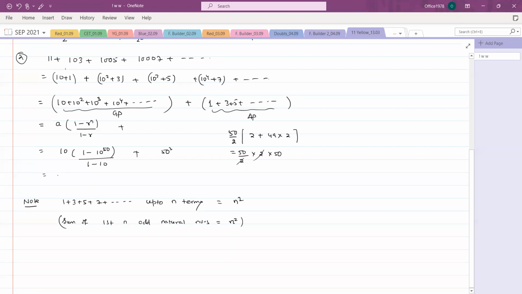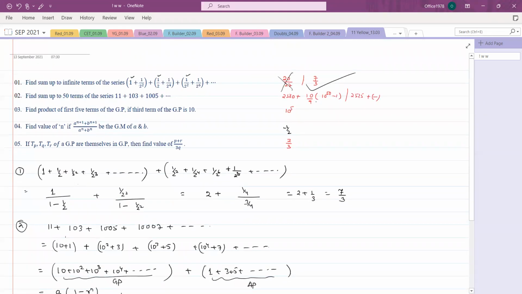So 50 square is how much? 2500 plus, if you want to multiply then do it, otherwise 10 by 9 minus, take common from both numerator and denominator, you'll get 10 raised to 50 minus. Where is this from?